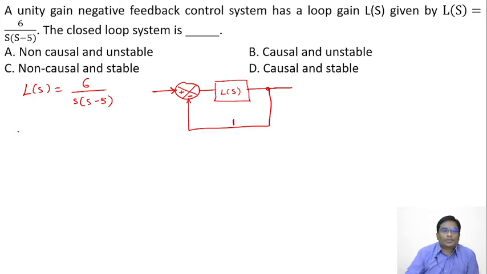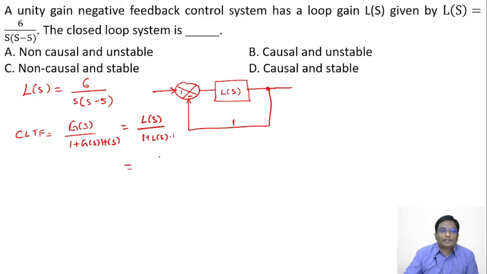Then what is the closed loop transfer function? Closed loop transfer function of the given system is nothing but G of s by 1 plus G of s into H of s. And here H of s is nothing but 1. Okay, G of s is nothing but L of s. L of s by 1 plus L of s into 1.